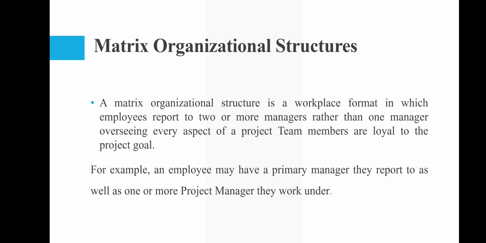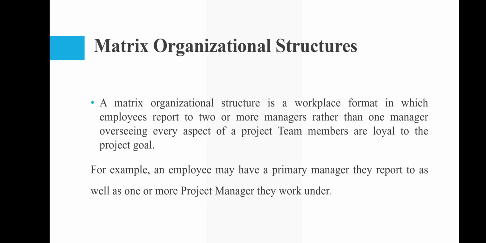Matrix organizational structure. Sometimes the project manager and functional manager are sharing the powers. Such organizations are called matrix organizations. A matrix organization structure is the workplace format in which employees report to two or more managers rather than one manager overseeing every aspect of a project. Team members are loyal to the project goals. The staff has to report to more than one boss or more than one manager. They will report to the project manager and they will also report to the functional manager. Such type of organization is called a matrix organization.